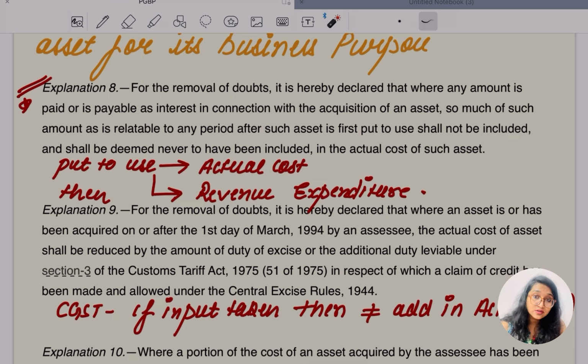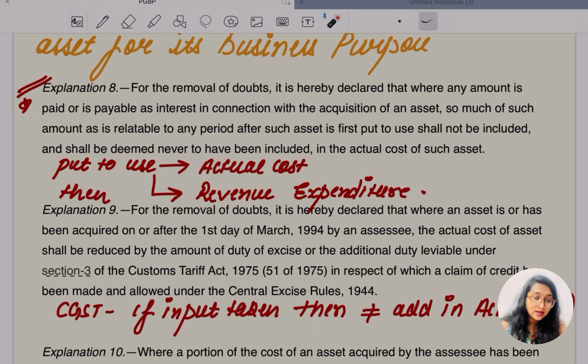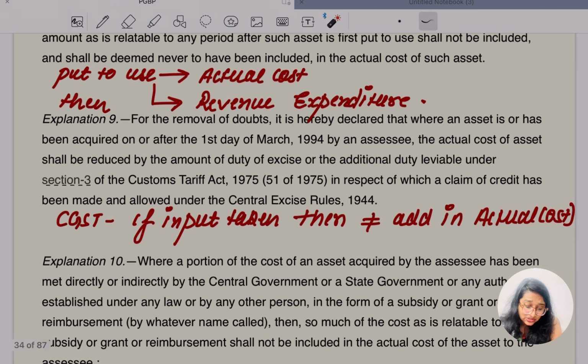ठीक है, interest of that asset going up to the point it is put to use is going to be included in the actual cost, we know. But what about the after thing? What happens? It is used after being put to use, ठीक है, the remaining portion, I'm talking about the remaining part, that expenditure, that cost would be included as the revenue expenditure here, ठीक है, that would be termed as what? Revenue expenditure.